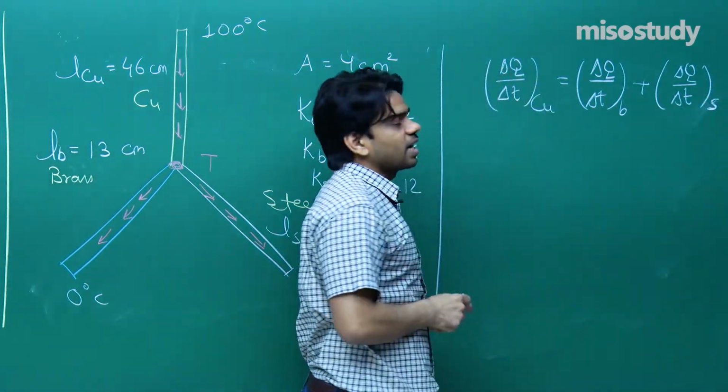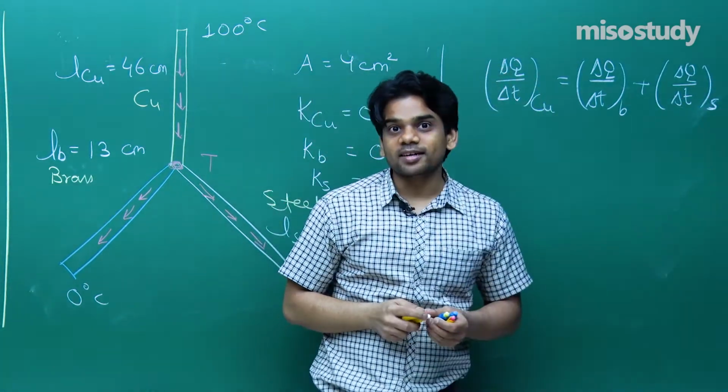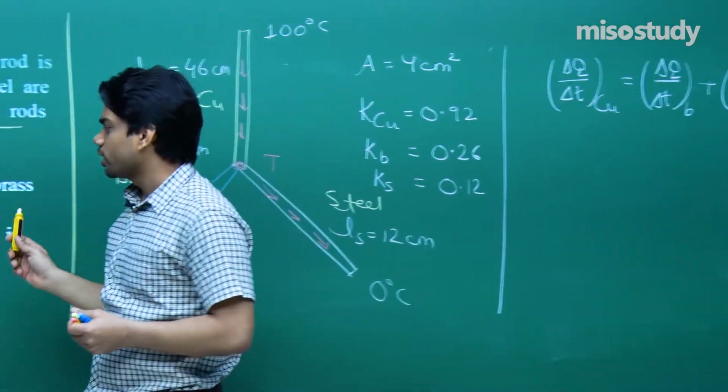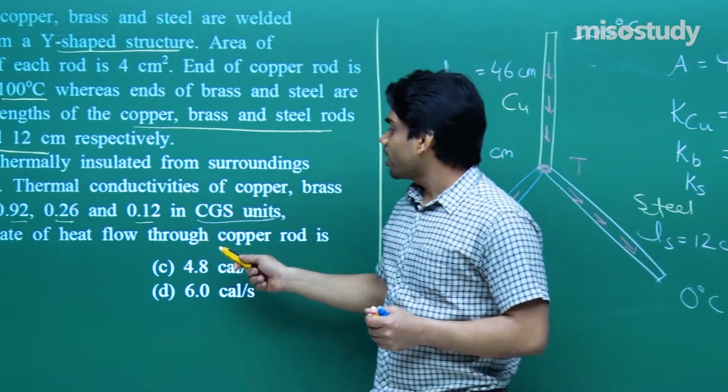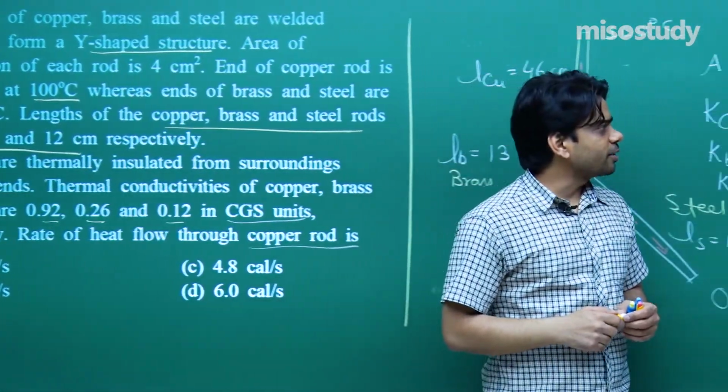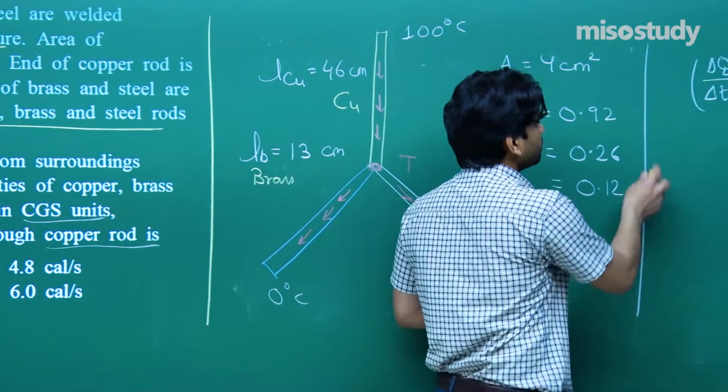This is what we can comment: delta Q by delta T for brass and delta Q by delta T for steel. This is what we can actually comment for each of the rods. Now we require the rate of heat flow through the copper rod. First of all, let me write in proper terms.